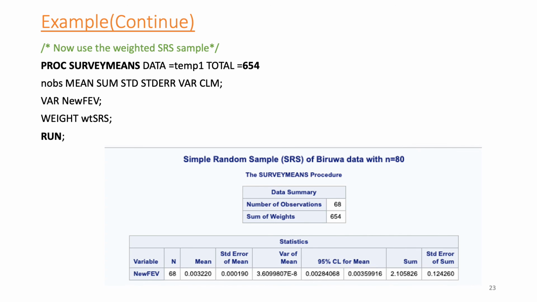So by running this code we observe that now the number of observations here is 68 because I have deleted the missing values. Sum of weights is 654 and the estimate of the population mean is the value given by sum, that is 2.105826, and the standard error of the sum, that is the standard error of the population mean, is 0.124260.